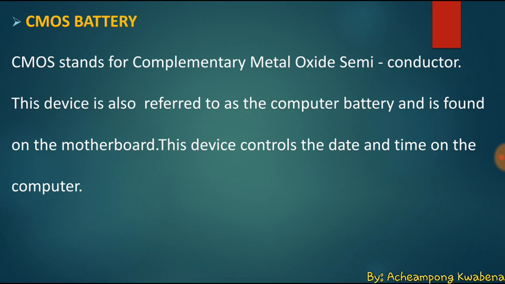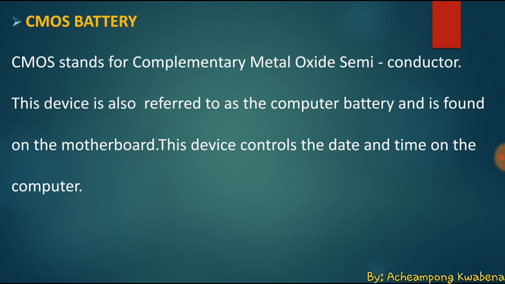Now the next one is the CMOS battery. The computer also has a battery. CMOS stands for complementary metal oxide semiconductor. This is also referred to as the computer memory and is found on the motherboard. This device controls the date and time on the computer. So the CMOS battery is the main device that controls the date and time, which is mostly seen at the notification area on our taskbar on the desktop screen.